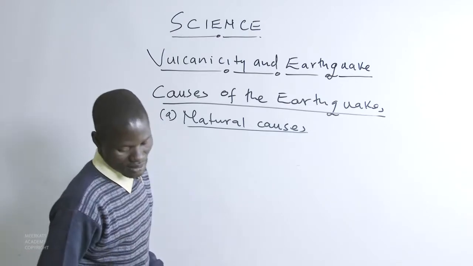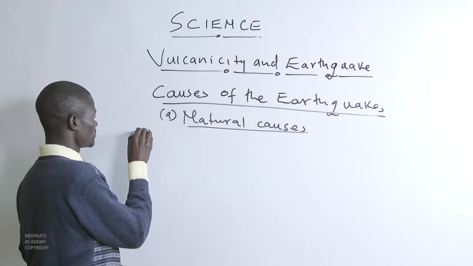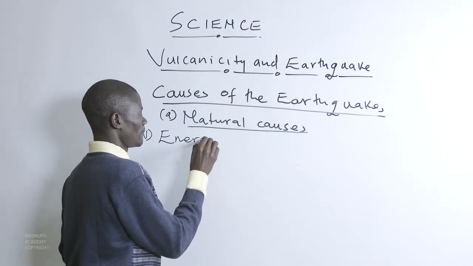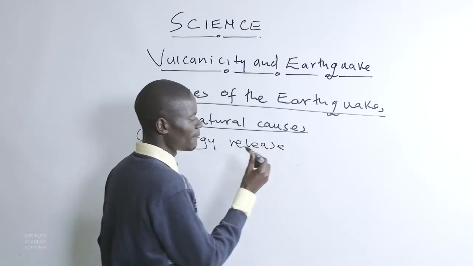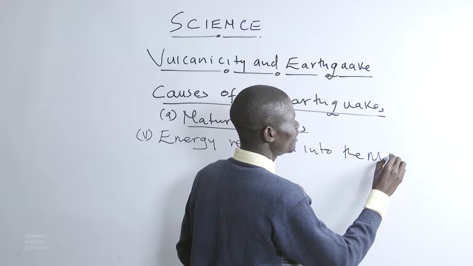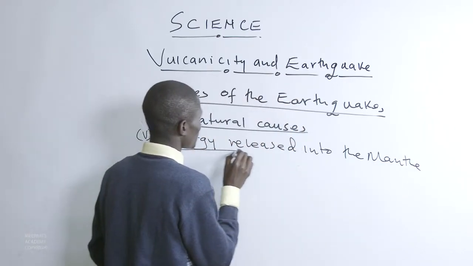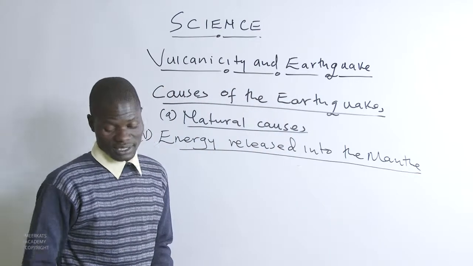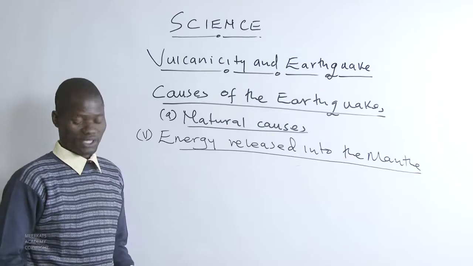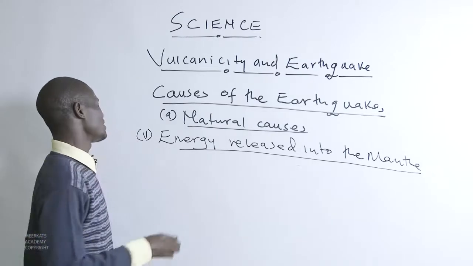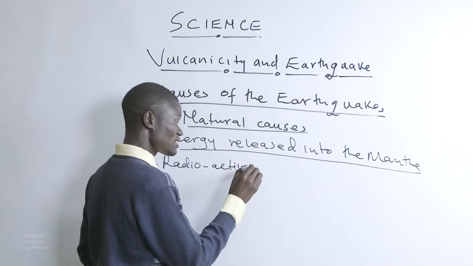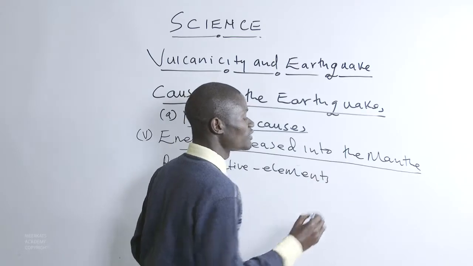The other cause of earthquake, that is number six, is the energy released into the mantle. We look at the energy that is released into the mantle. There are various forms of energy that can be released into the mantle, especially during the formation of the earth. We learned about radioactivity. We have the radioactive elements that are found in the interior of the earth crusts.